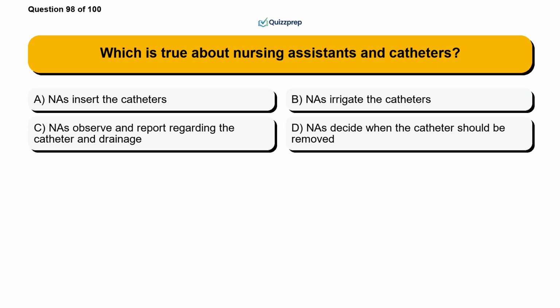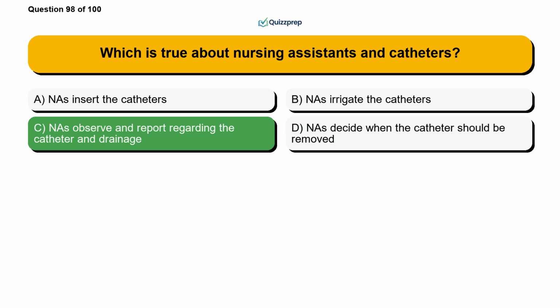Question 98. Which is true about nursing assistants and catheters? Option A, NAs insert the catheters. Option B, NAs irrigate the catheters. Option C, NAs observe and report regarding the catheter and drainage. Option D, NAs decide when the catheter should be removed.